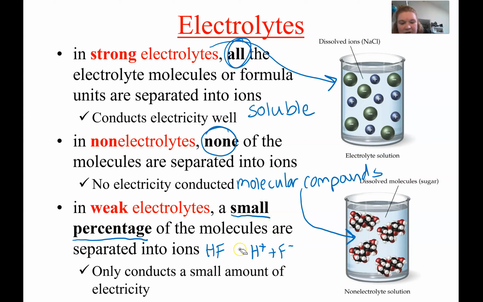But I'm going to erase that arrow right there, because what really happens is that it will break apart, but those ions that broke apart can recombine and go back into that molecule form. And so only a small percentage of them are actually in their ion form at any given time. We're definitely going to be focusing on the soluble compounds for this as we talk about our reactions.